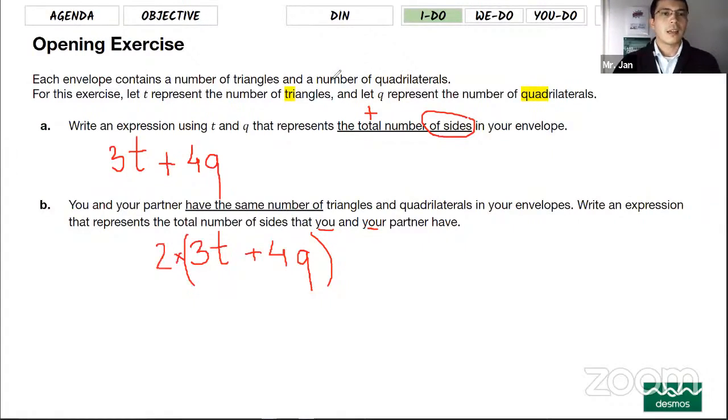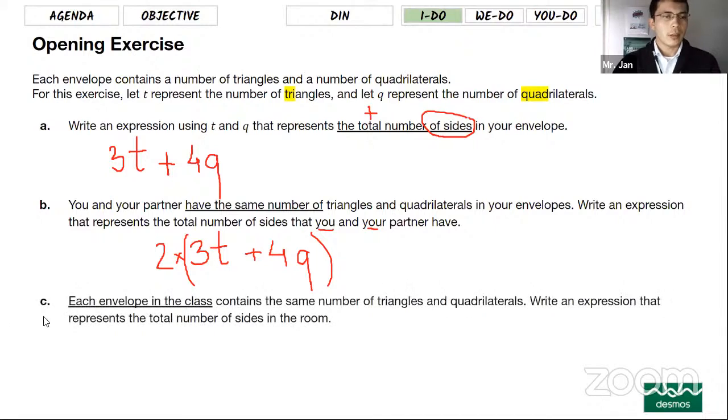Okay, let's move on. Each envelope in the class contains the same number of triangles and quadrilaterals. Write the expression that represents the total number of sides in the room.